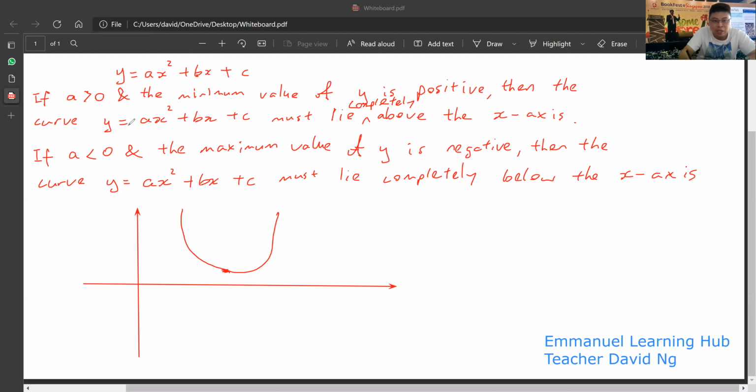Because for this part to be true, the curve must lie above the x-axis. If not, it's impossible for it to be U-shaped and yet the minimum value is not positive. So you have two distinct real roots.